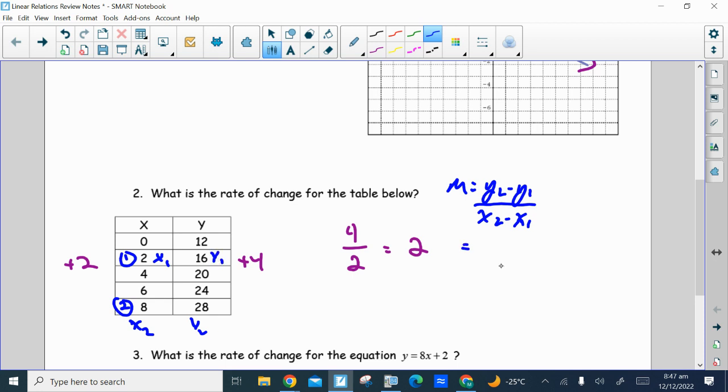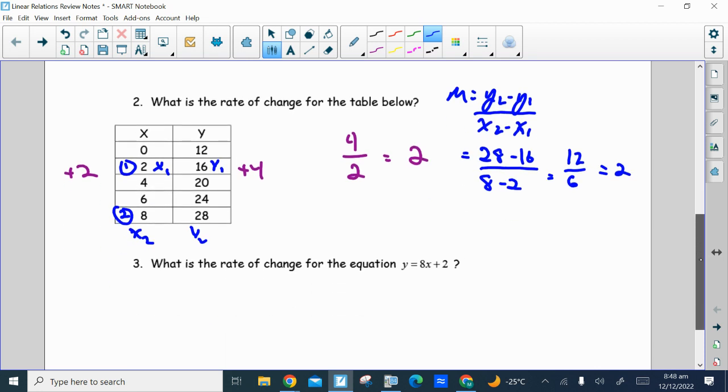So y2 minus y1 here would be 28 take away 16, over x2 minus x1, which is 8 take away 2. 28 take away 16 is 12, over 8 take away 2 is 6, and 12 divided by 6 is also 2. So, no matter which way you do it, you get the same result. That is the rate of change. That is the slope of that line.